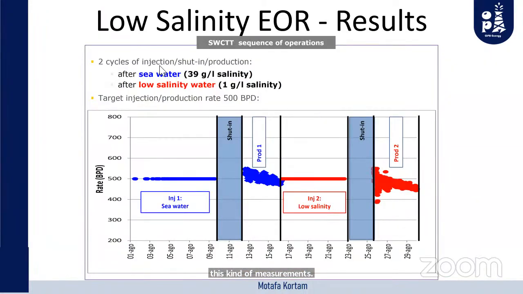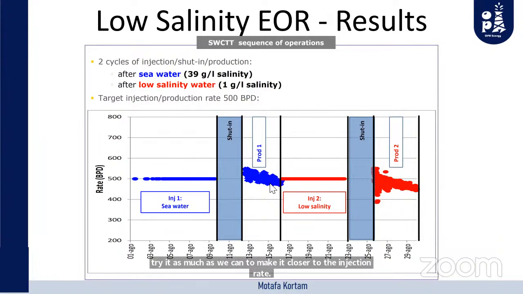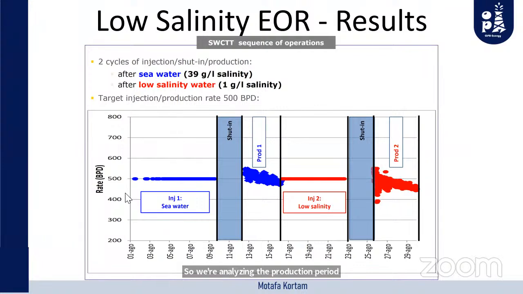Here there were two cycles we wanted to investigate. First, we injected seawater at 500 barrels per day. Then we shut in for a particular time, and we tried to produce over the same duration as the injection. The production comes from ESP at that moment, so it may not be perfectly constant, but we tried as much as we could to keep it close to the injection rate. So we analyzed the production period, and from this analysis we understand how much residual oil there is after the seawater.